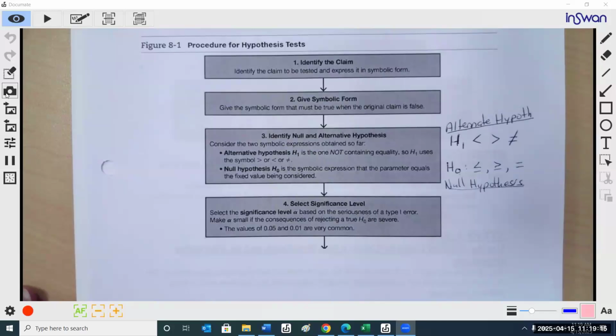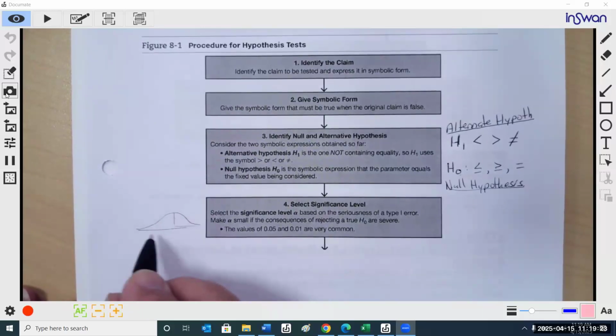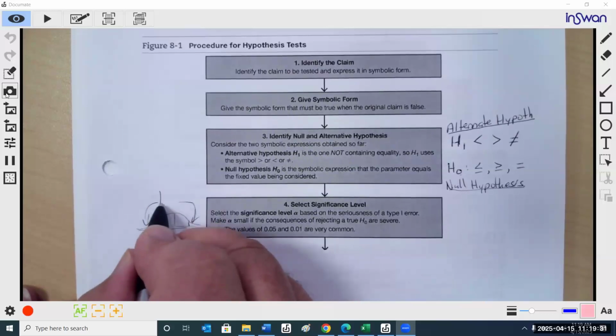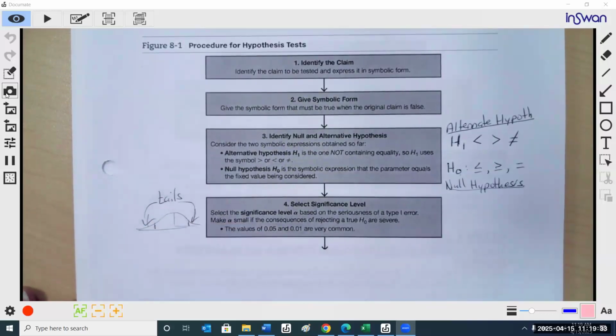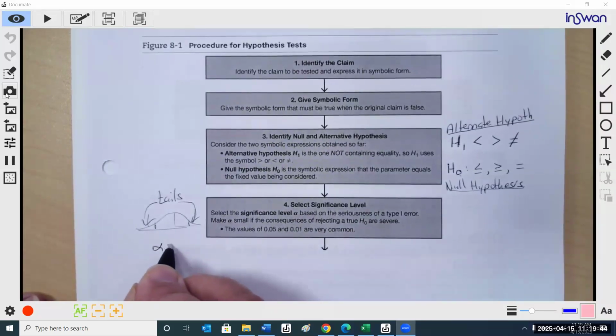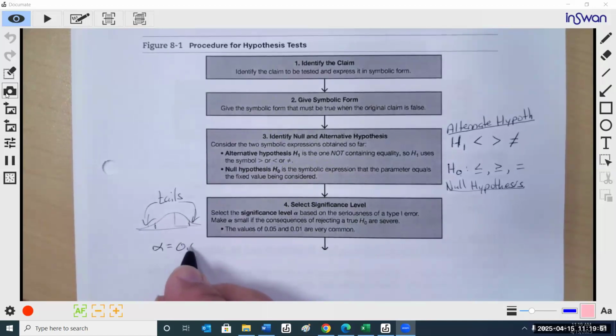Then we have to select the level of significance. What that's going to do, the level of significance is going to help us determine how big these parts are. These parts at the very end are called tails. And that's usually what alpha defines. That's a significant level. How significant are you? Typically, we use something like 0.05.